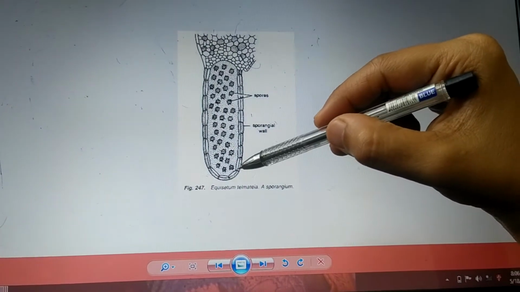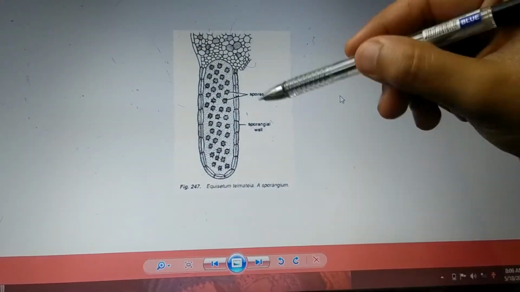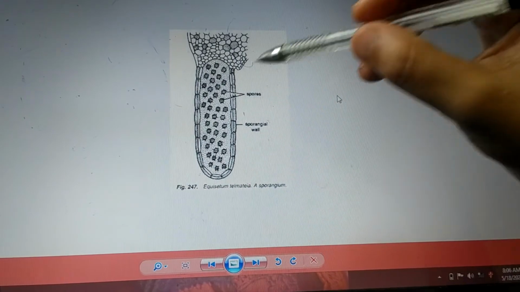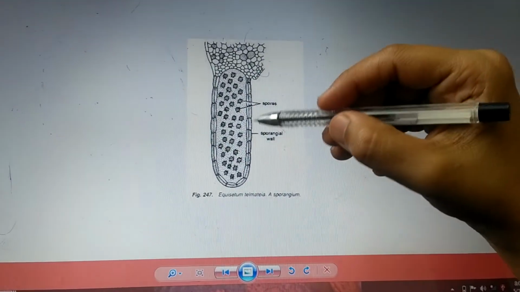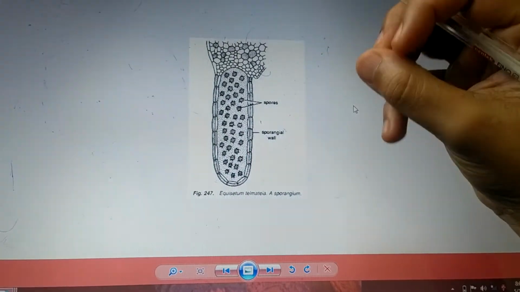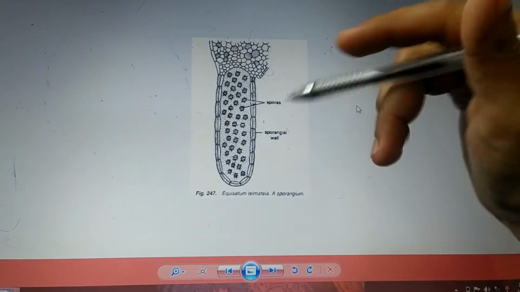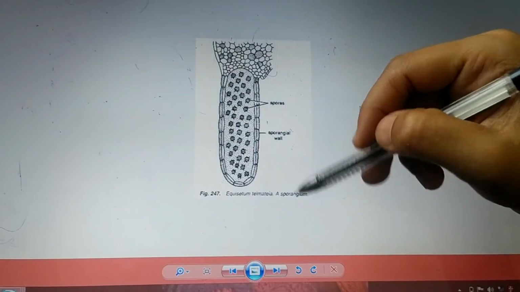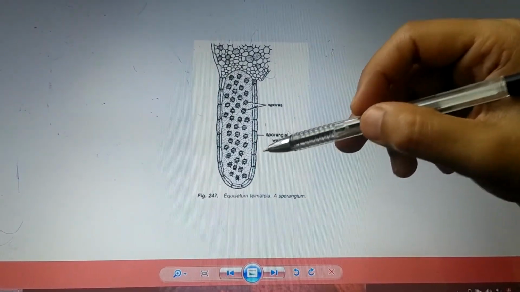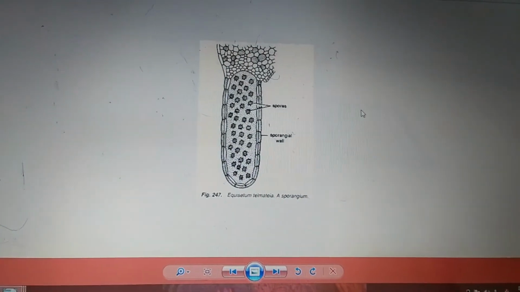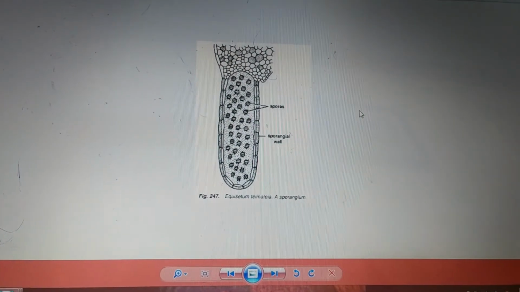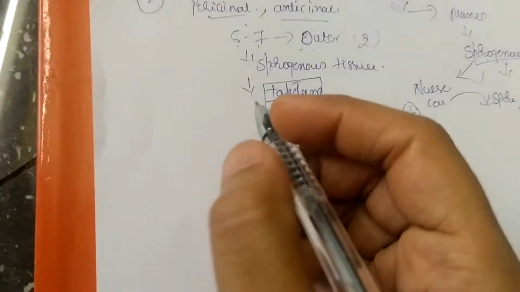Now these thickenings are responsible for the dehiscence of this mature sporangium. When the sporangium is mature and it is time to release the spores, the walls will split open and the release of the spores takes place, and these spores are going to be dispersed by air, by wind. Now next will be the dehiscence of the sporangium.